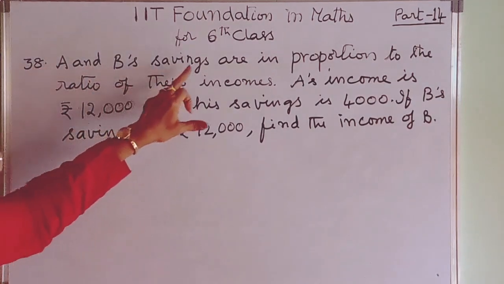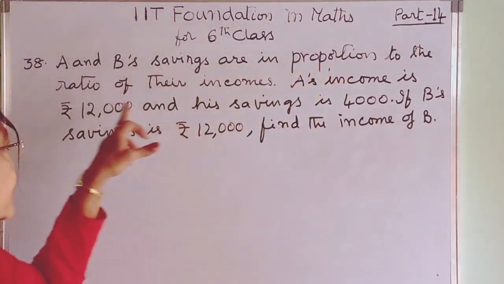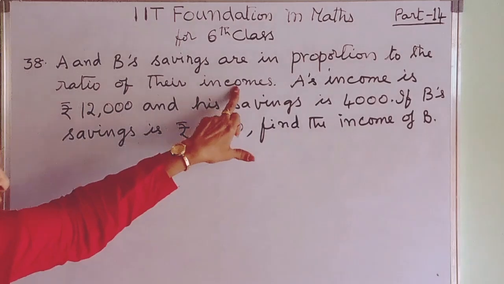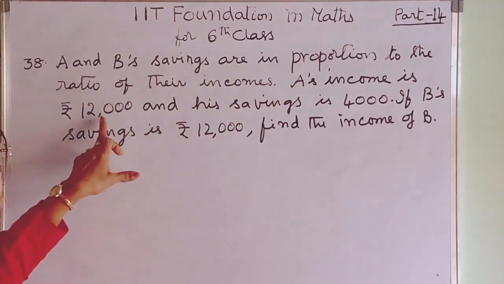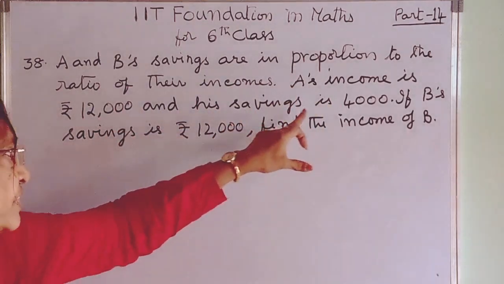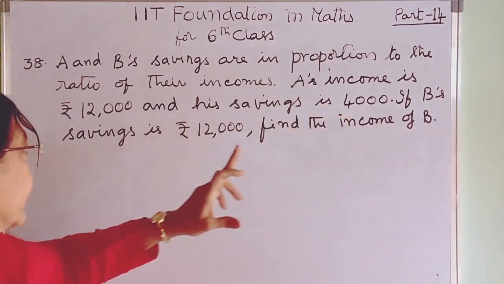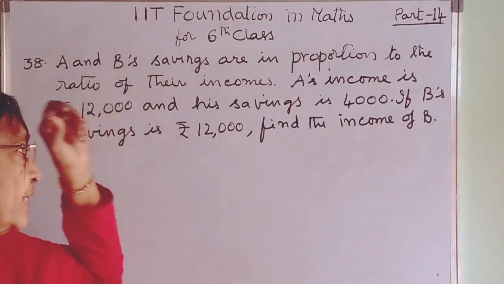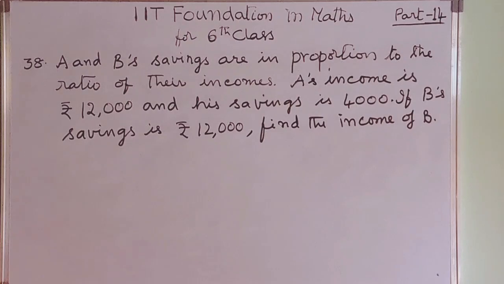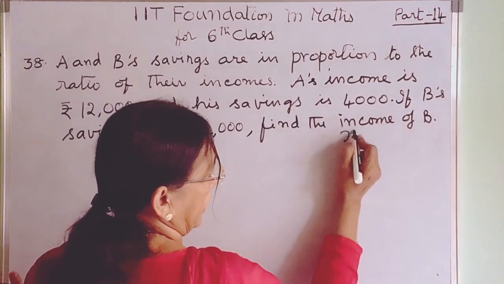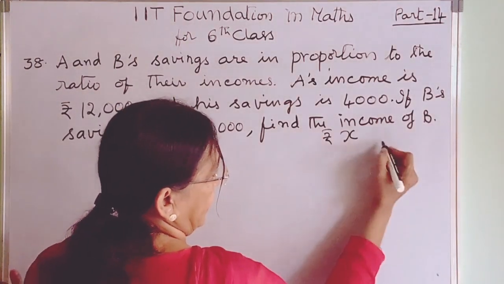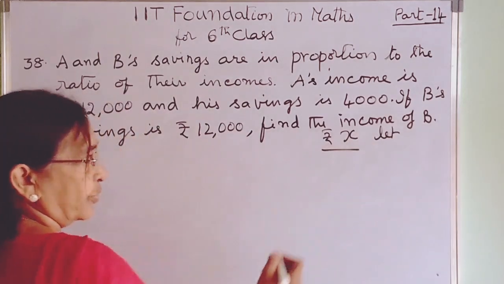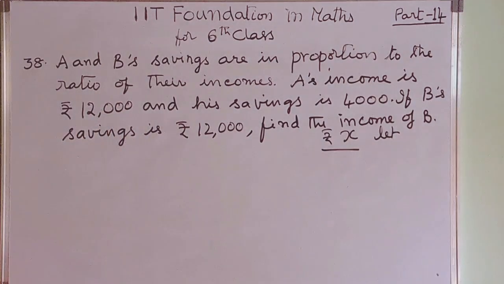So next problem, 38. A and B's savings are in proportion to the ratio of their incomes. A's income is 12,000 and his savings is 4,000. If B's savings is 12,000, find the income of B. So let the income of B be X rupees.